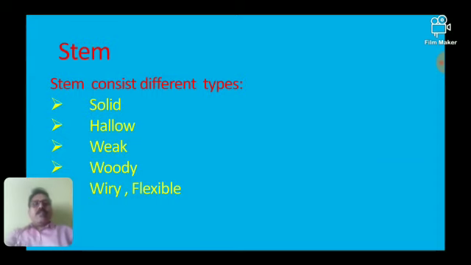Now let us concentrate on the different types of stems. What are the different types of stems? The stem may be solid. In some plants it may be hollow, it may be weak, it may be woody, it may be wiry, and at times it may be flexible. So depending upon the plant species, it varies from species to species.